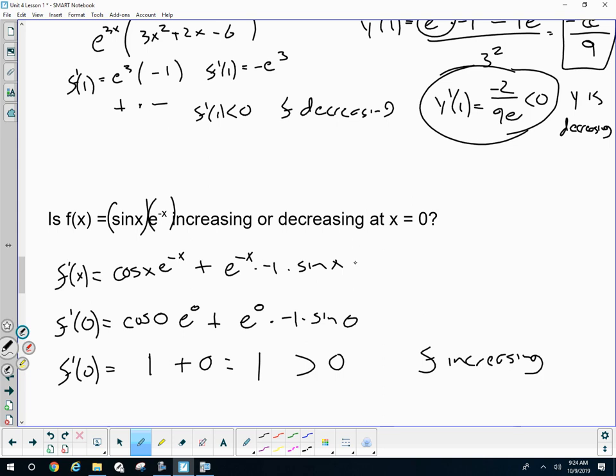It would be important also to understand that we could have factored this and pulled out the e to the negative x and had cos x minus sine x left over. E to the anything is positive. Cos of 0 minus sine 0 is positive. Since the derivative is positive, f is increasing.